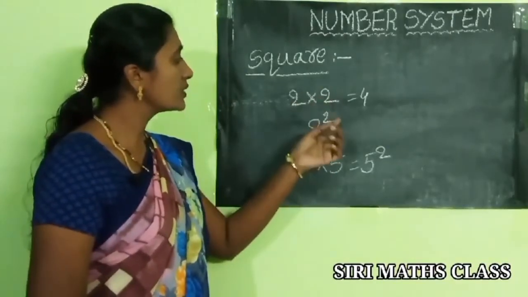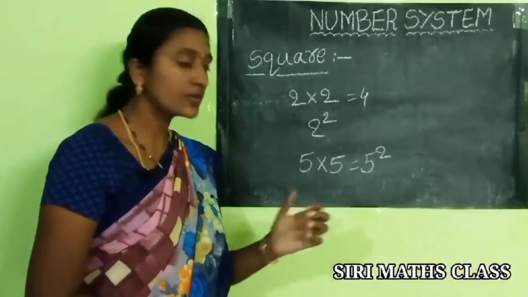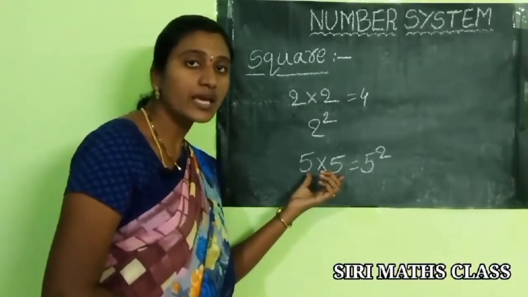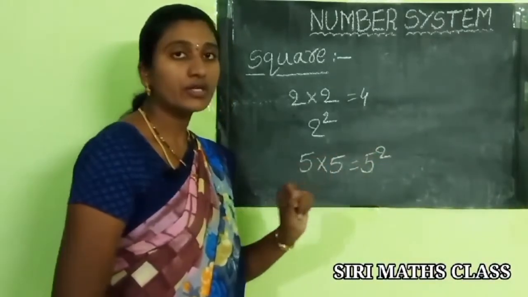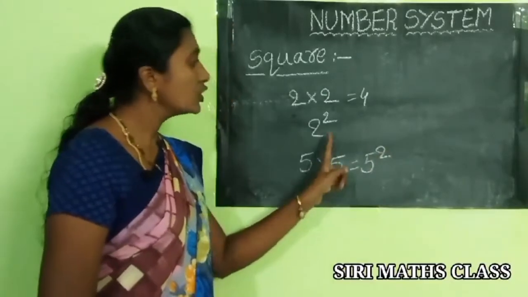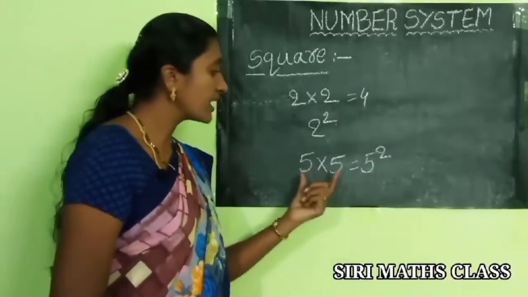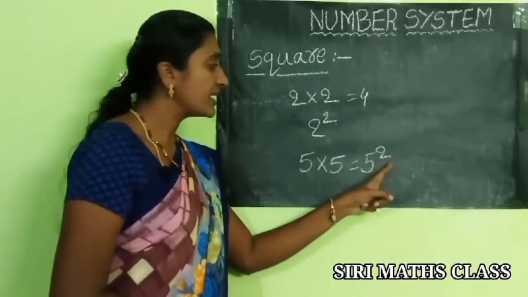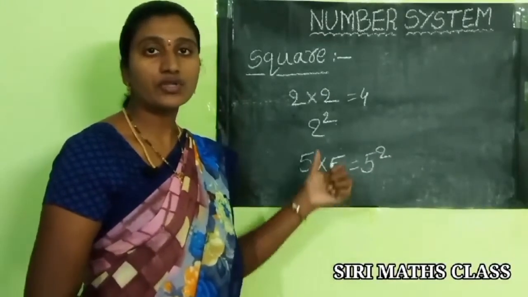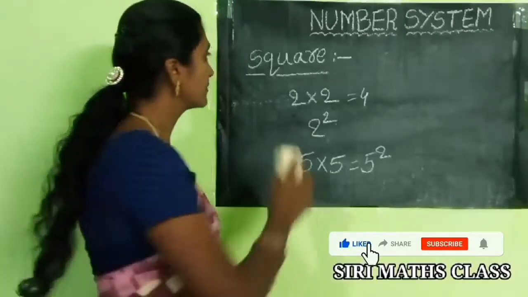Any number to the power 2 is called a square. The same number multiplied 2 times, we can write as power 2. This is simply called a square. 5 square, 2 square, any number multiplied 2 times, we can write as power 2. This is called a square. Okay, we go to the next topic, perfect square.